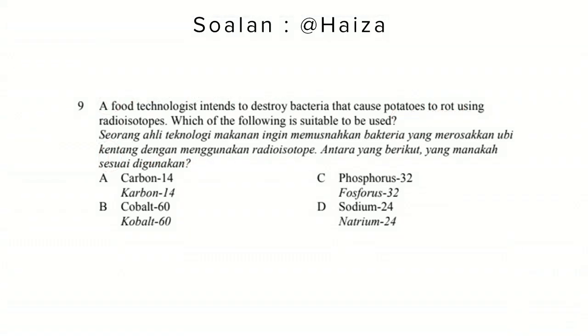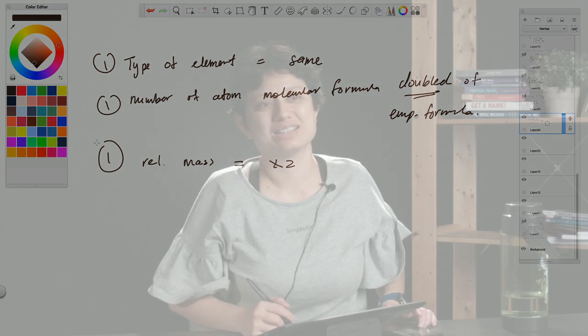Food technologies. Because potatoes use radioactive, what following is suitable to be used? Oh, okay. We usually use sodium 24 for pipe leaks, carbon 14 for carbon dating, cobalt 60 for treatment of cancer. So phosphorus 32 is to kill bacteria. Okay, so the answer is C. Next question, please.